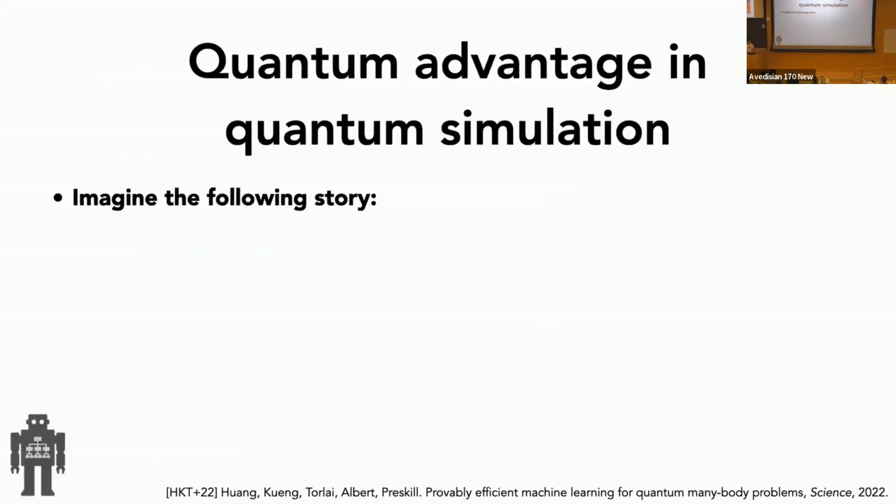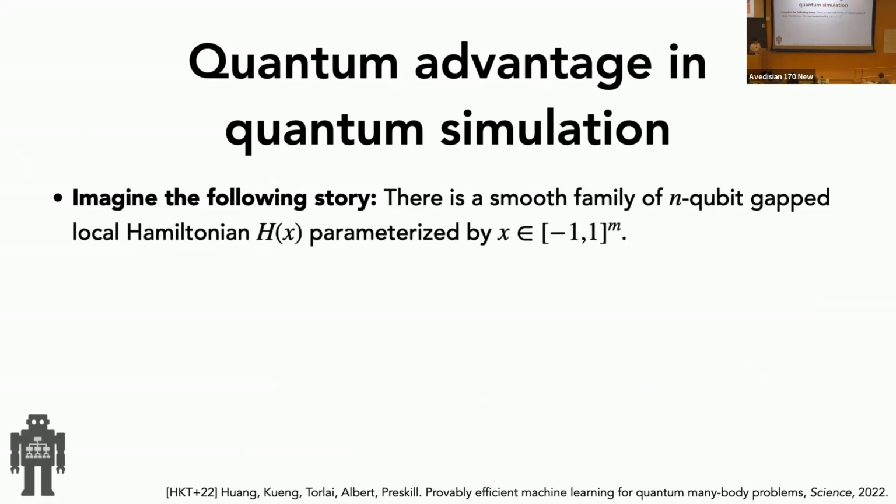But now before I conclude, I wanted to say a few words about how what we talked about, especially this result on provably efficient machine learning for quantum many-body problems, relates to quantum advantage in quantum simulation. So now imagine the following story. Suppose that there's some family of Hamiltonians that we care about. This family could correspond to some class of materials that we would really like to understand, like some superconducting materials, or some family of chemicals or molecules that we care about.